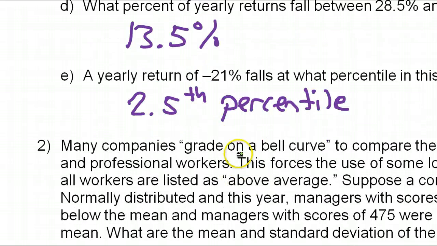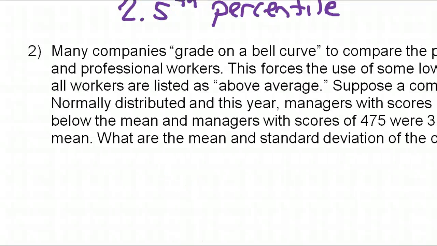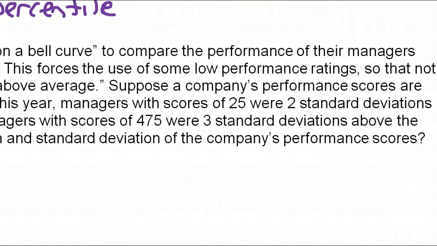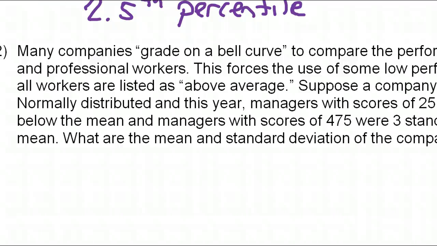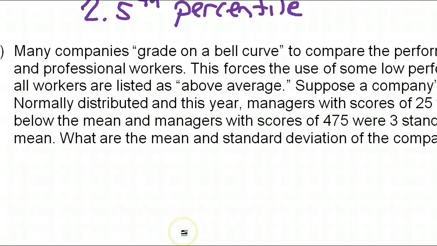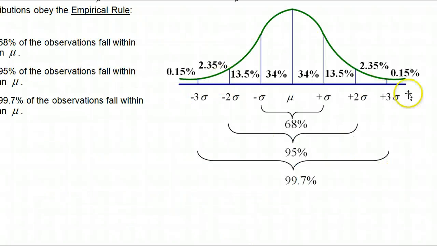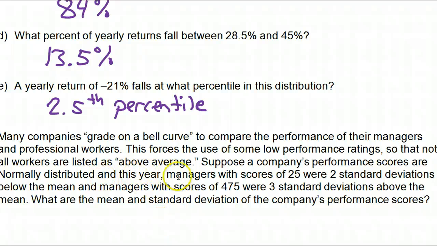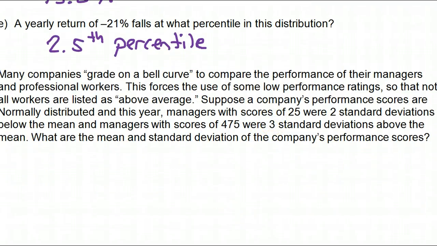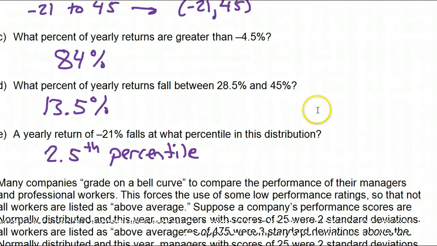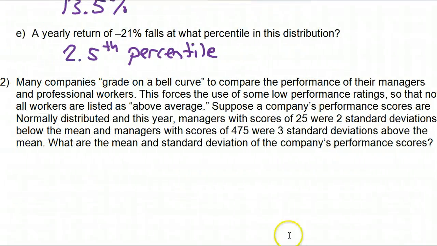Okay, let's move on. Many companies grade on a bell curve to compare the performance of their managers. All right, so let's suppose a company's performance scores are normally distributed, meaning bell curve. Managers with scores of 25 were 2 standard deviations below the mean. You know what? Let's get our picture going before I read any more.